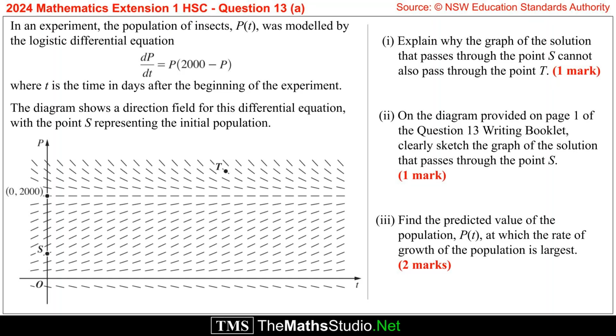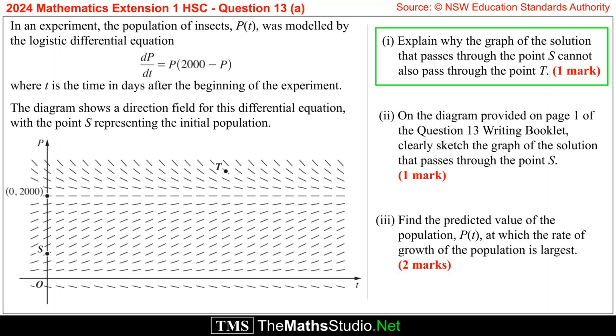Question 13, Part A. In an experiment, the population of insects, P of t, was modelled by the logistic differential equation dP/dt equals P times (2000 minus P), where t is the time in days after the beginning of the experiment. The diagram shows a direction field for this differential equation, with the point S representing the initial population.